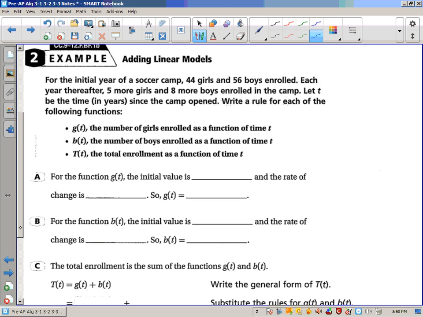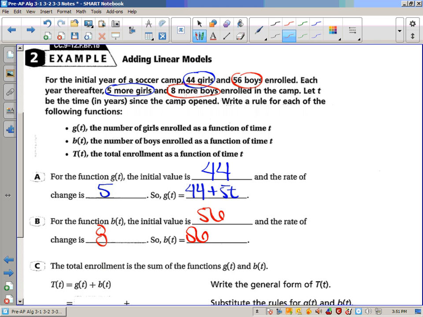So let's start with the girls. So function G of T, the initial value is 44. And the rate at which the girls are changing is 5 more girls. So I could write this as 44 plus 5t, 5 girls per year. And the boys start with 56, and they are growing by 8 more per year. So I could write this as 56 plus 8t.